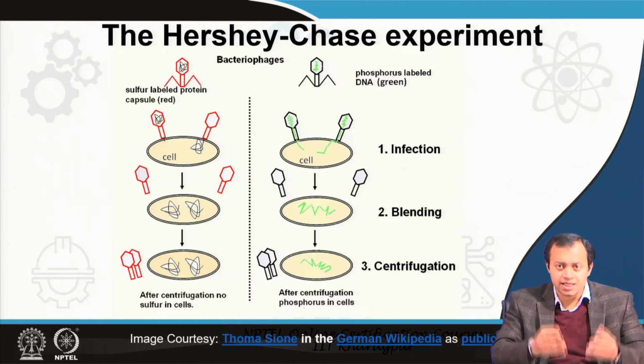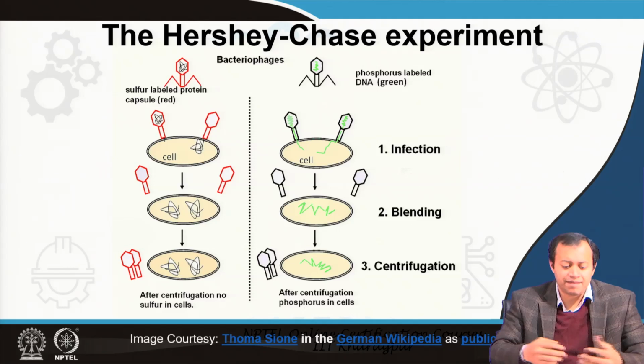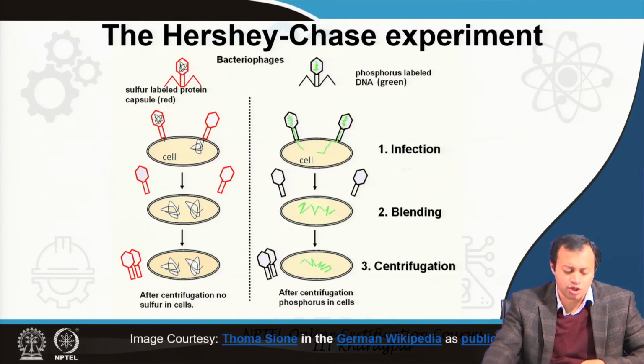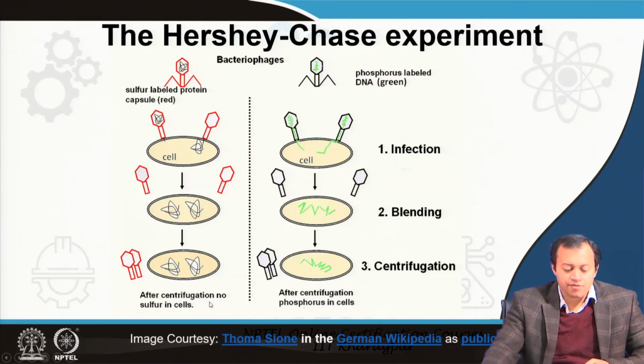They infected the bacterial cells, and then after centrifugation, after a filtration process, they separated the viruses from the bacteria. After centrifugation, they found that those viruses whose outer layer was radioactive are simply going out. There is no sulfur present inside the bacterial cell.